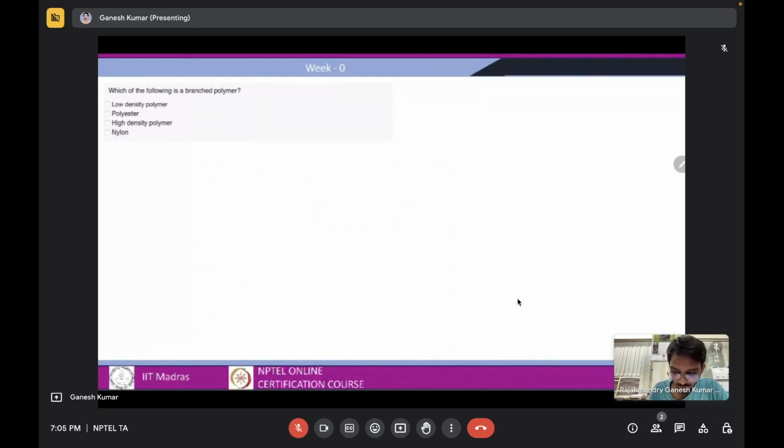The first question goes like this: which of the following is a branched polymer? Whether it is a low density polymer, a polyester, a high density polymer, or a nylon. If you look into the structure of nylon, it would be almost like a networking structure, whereas high density polymer will have a comb-like structure. Polyester, of course, is a kind of linear structure, whereas the low density polymer will have a branched polymer structure, something like this.